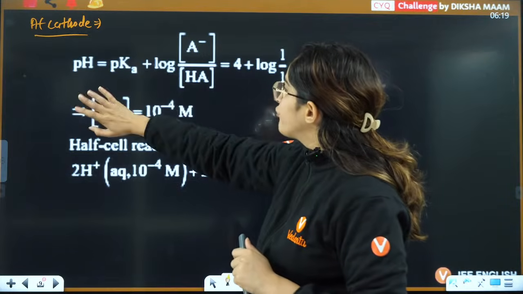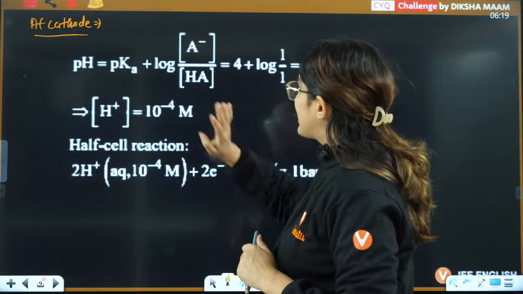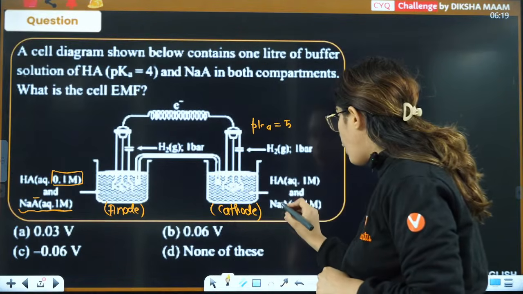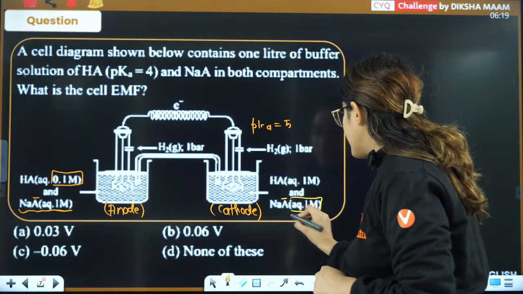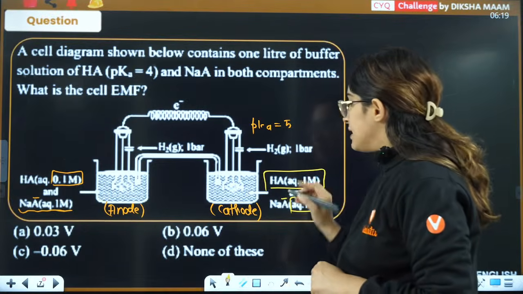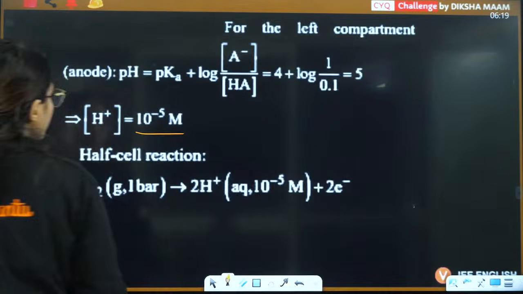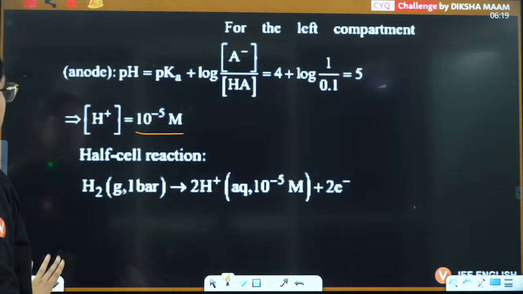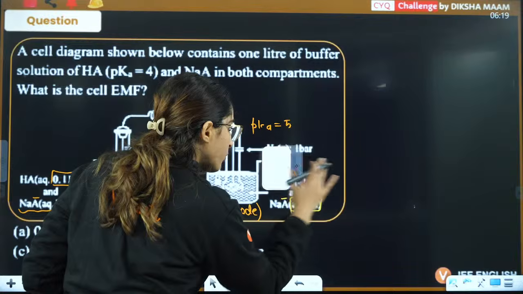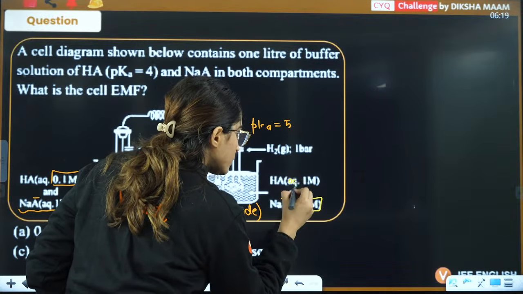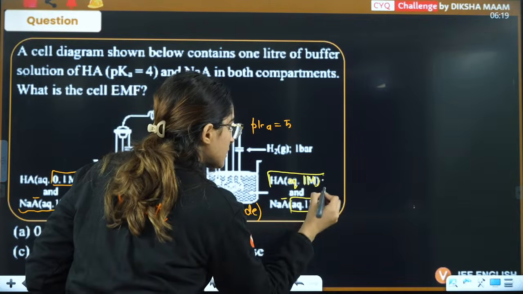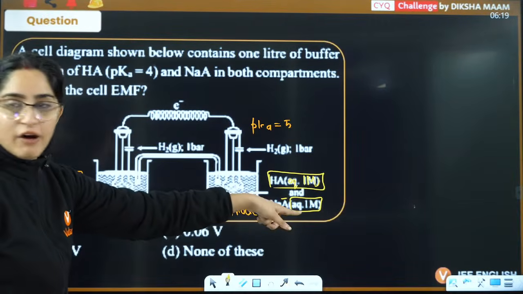Again, what is the value of pH? pKa plus log of A negative by HA. Here the value of A negative is 1 and HA is going to be 0.1, right? Wait a minute, is it given to be? No, this is not actually 0.1. This is aqueous and this is 1 molar. So both the values are given to be 1 here.